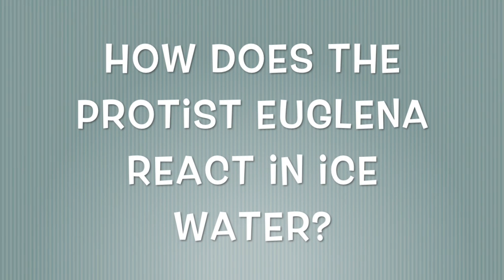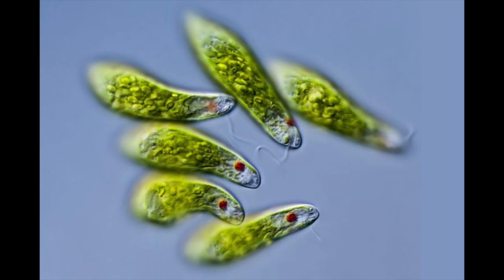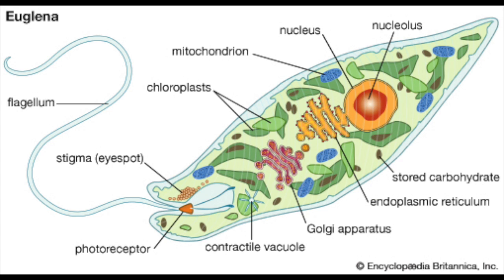In this video, I'll be discussing how the protist euglena reacts in ice water. Euglena is a protist that is unicellular and eukaryotic. Unicellular meaning that it only has one cell, and eukaryotic meaning that it has a nucleus. The nucleus is what controls the cell and holds the DNA.